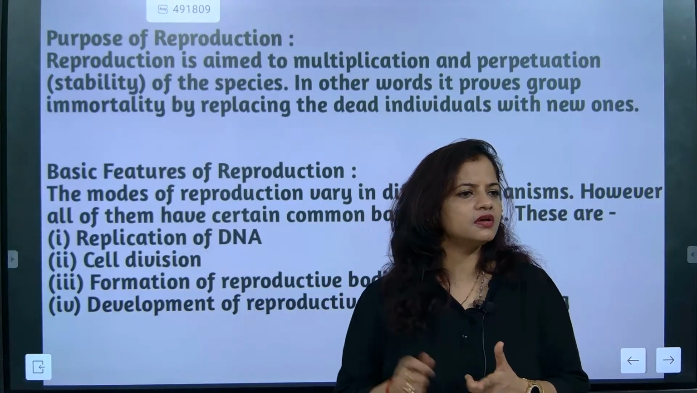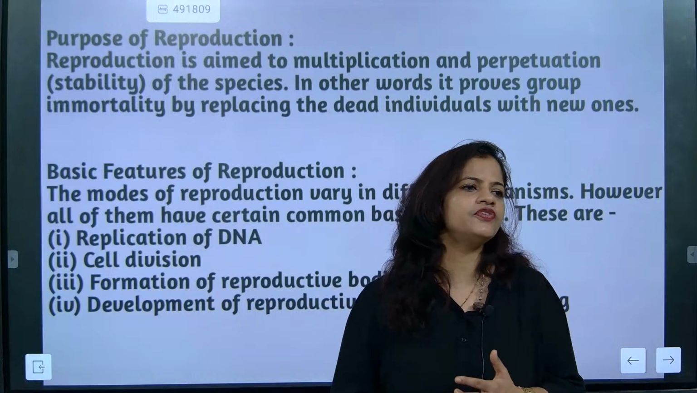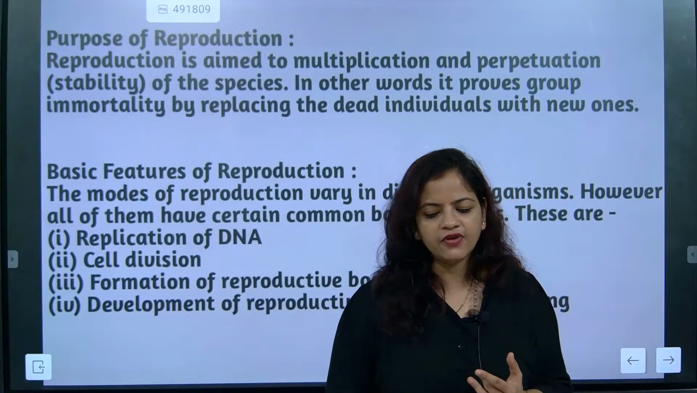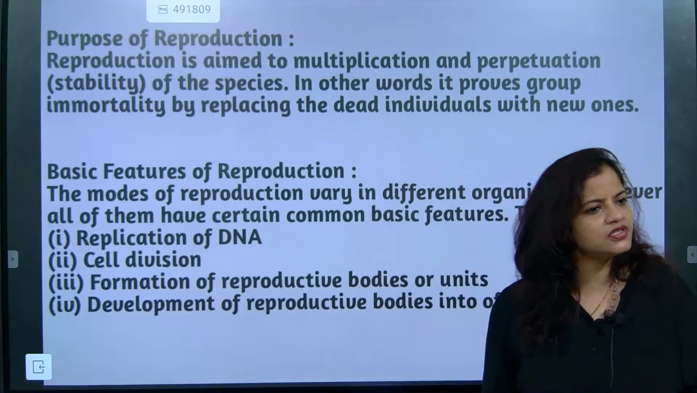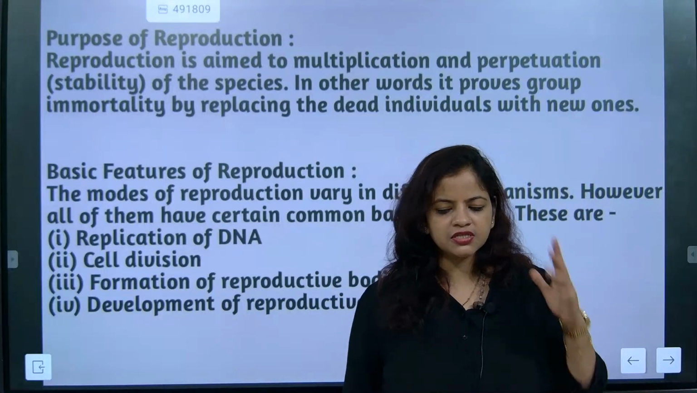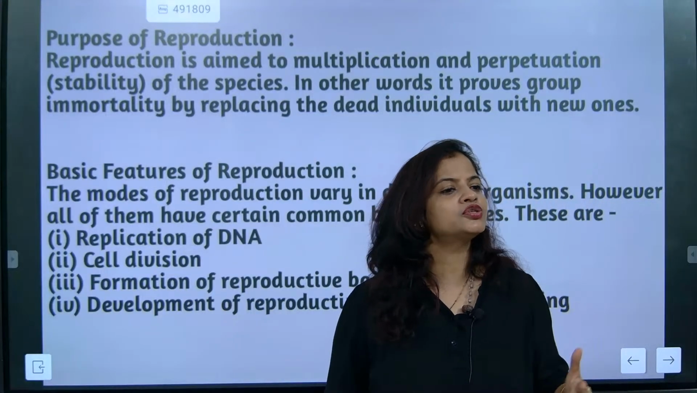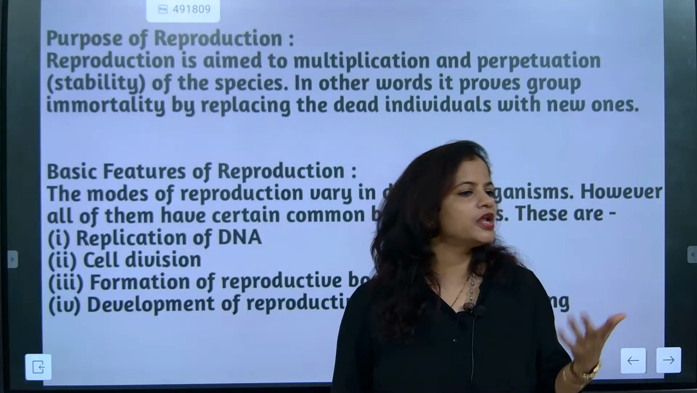That is, first replication, then cell division, formation and development. So these are the stages that reproduction has to go through.